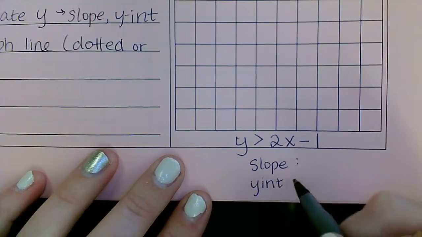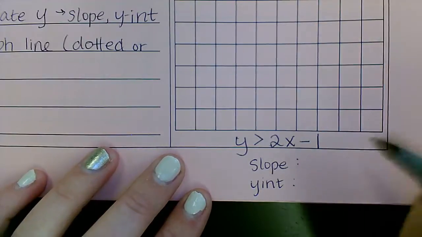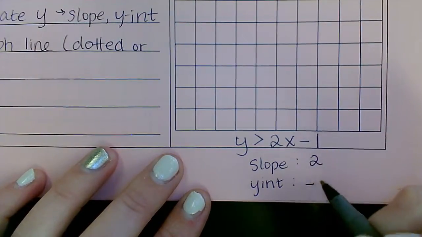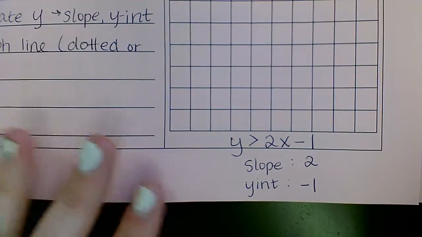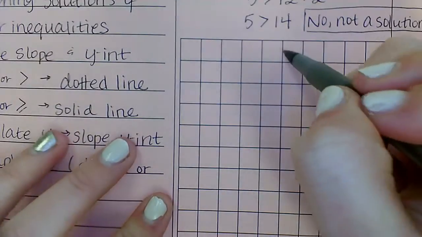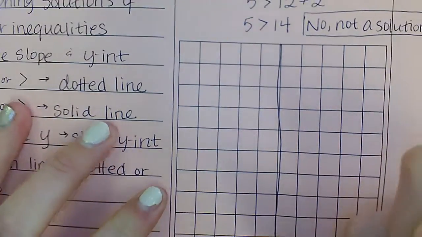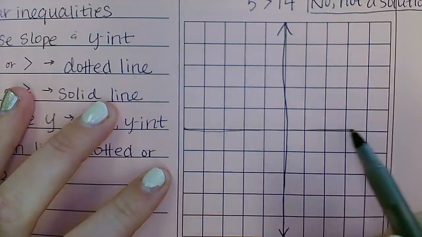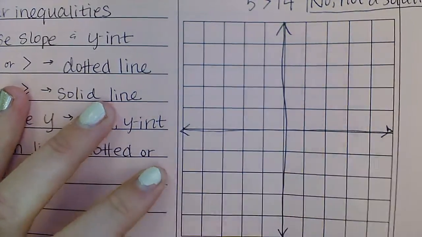Remy, go ahead. Yes, my slope would be 2, and my y-intercept would be -1. Perfect. So I'm going to go up here, and I'm going to set up my axes. So I have my x and y axes set up.